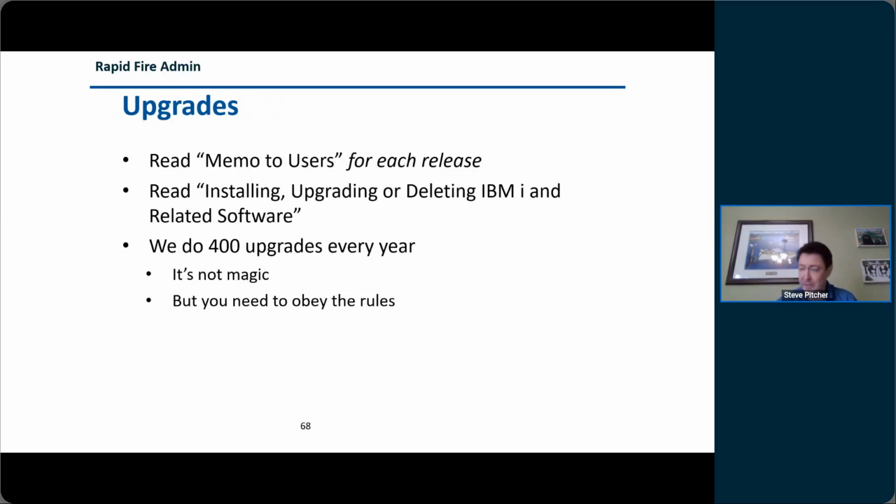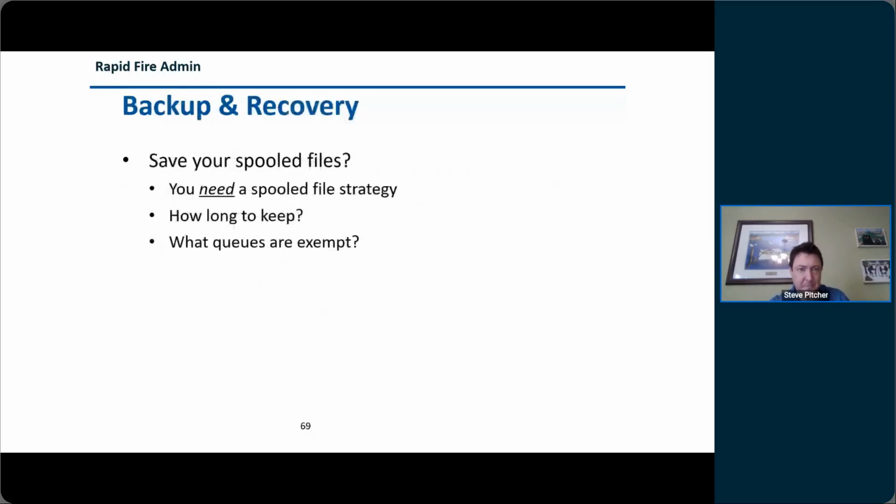If you're doing upgrades, this is important. Read the memo to users for each release. They're not cumulative. So if you're going from 7.3 to 7.5, read the memo for 7.4 and the memo for 7.5. Get very acquainted with those. Obey the rules of the upgrade. All right. Know what's coming down the pike for each release.